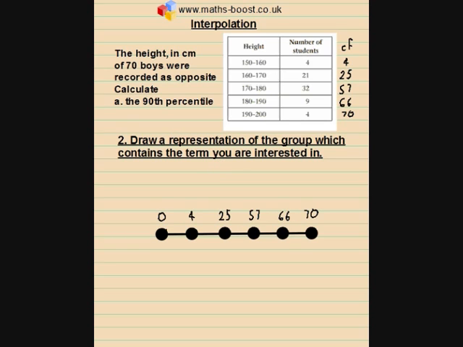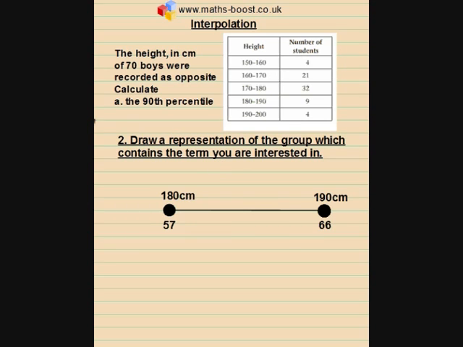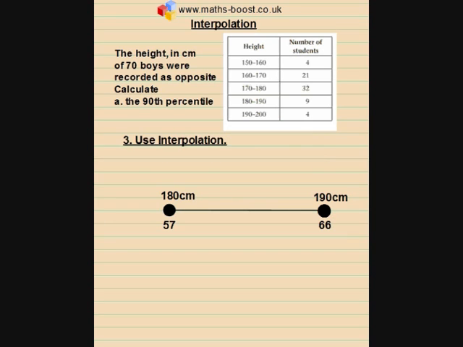and I'll draw a full representation of this group. So we can see here I've drawn the boundaries in, 180 centimetres at the lower boundary, 190 centimetres at the upper boundary, and shown that the 57th term is the lower boundary and the 66th term is at the upper boundary. So that's step 2 complete.